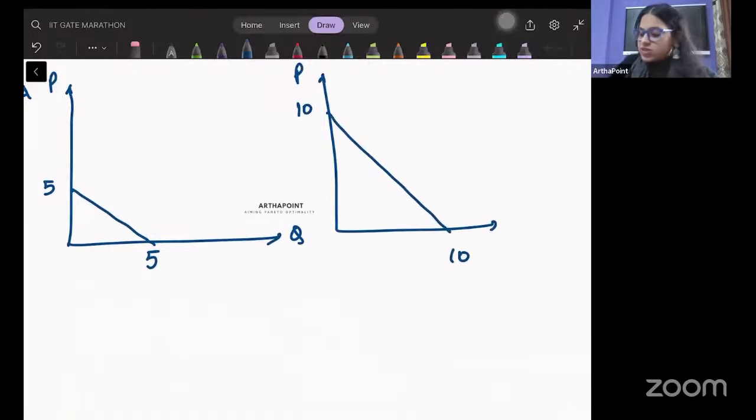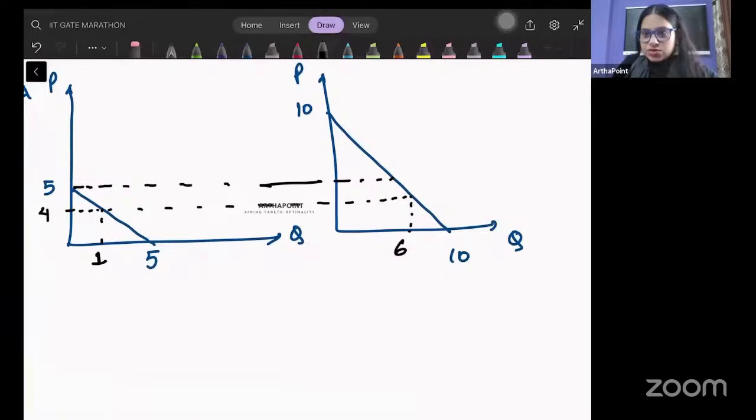ये हो जाएगा price और ये हो जाएगा quantity. So when I am going to add the two demands together, तो ये 5 तक तो demand add हो रही है. मतलब suppose example के लिए, if I tell you the price is 4, so individual 1 will demand 1 unit, and individual 2 will demand, say, at price 4, 6 units. So total demand you can calculate.